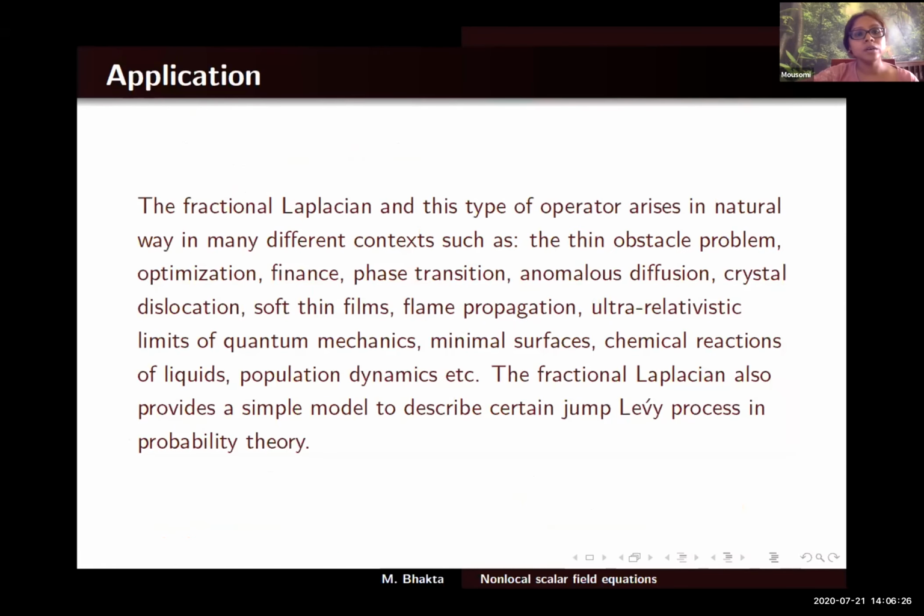Okay, so now where does this fractional Laplacian appear? It appears in many, many different contexts. For example, thin obstacle problem, optimization, finance, phase transition, crystal dislocation, soft thin films, film propagation, minimal surfaces, etc. And also, fractional Laplacian provides a simple model to describe certain jump-Levy process in probability theory.